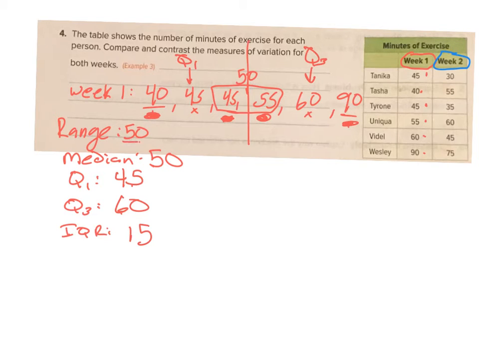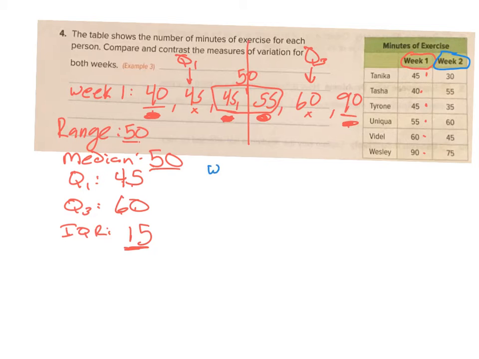So the range of the whole thing is 50. The middle, or the median, is 50. Q1 is 45. Q3 is 60. And my interquartile range is 15. So that tells me there's probably some that are a little bit outside of it. Okay. Now we're not going to figure out the outliers. I just want to get these things, the measurements. Now let's compare it to the second week.